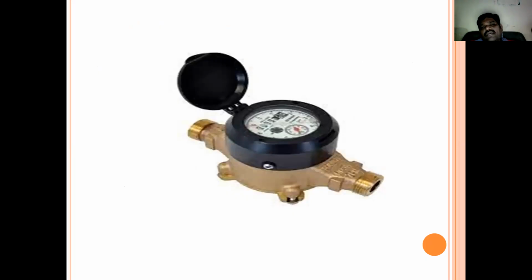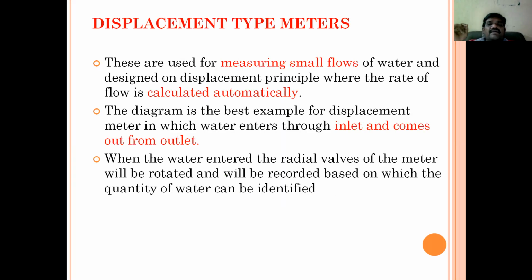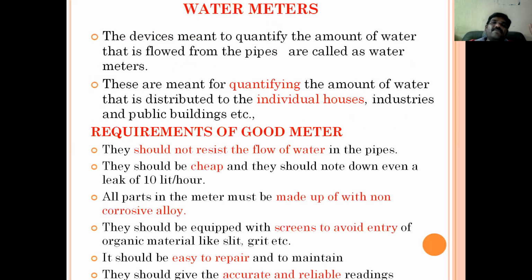It calculates the water that is entering through the pipeline. See here, when the water enters, it is the best example of our displacement meter, in which water enters through the inlet and comes out from the outlet, and automatically this meter calculates the rate of flow. The first point is the design on the displacement principle. On which principle are they designed? They are designed on the principle where the rate of flow is calculated automatically. In this type, the water enters through the inlet and comes out from the outlet. This is one example I have just given, displacement meters.